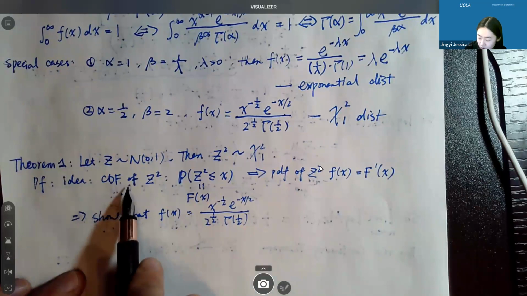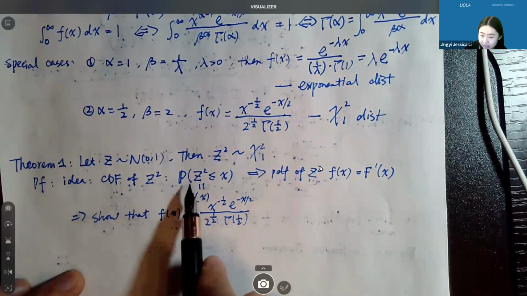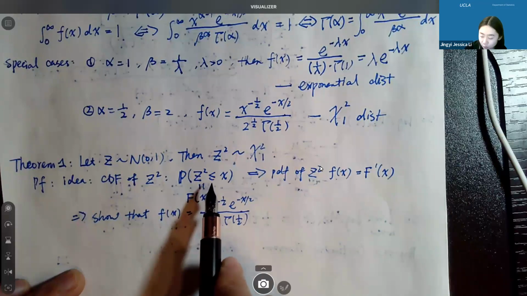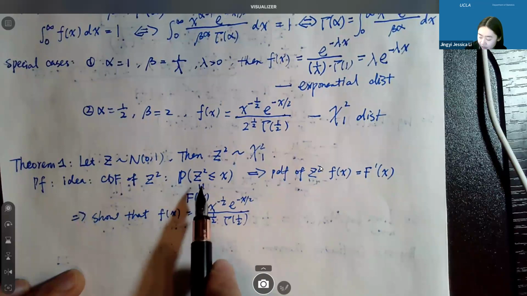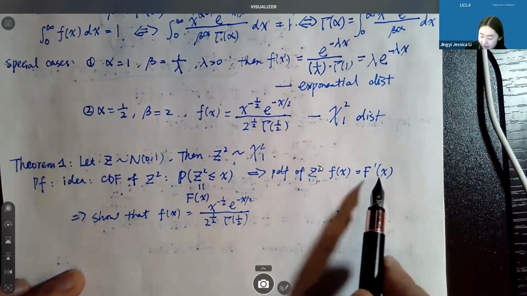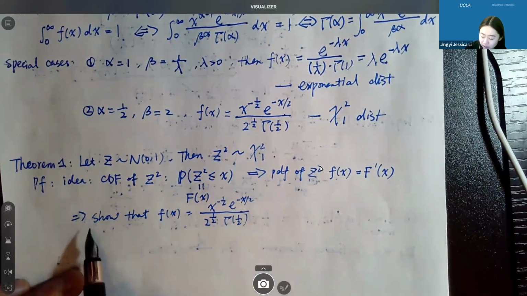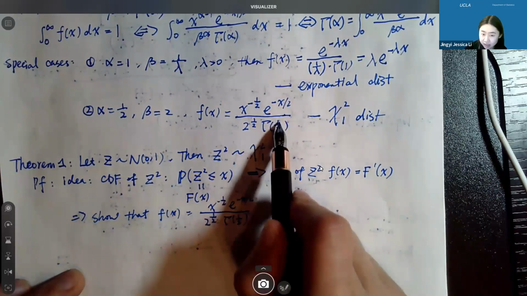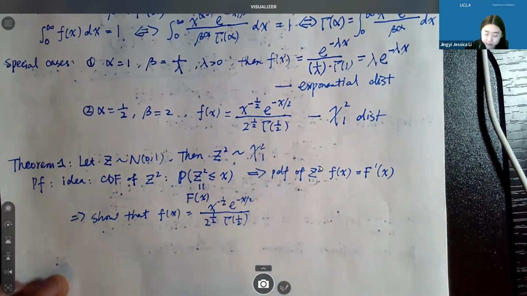So we are going to use the CDF to derive the CDF of Z squared by this definition. And with this definition, once we derive it, we're going to take the derivative against its argument x to obtain the PDF of Z squared. And then we're going to show that the PDF is exactly the definition. So if we can match the result from here to here, we're done.